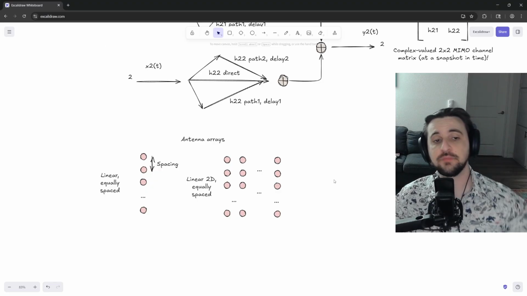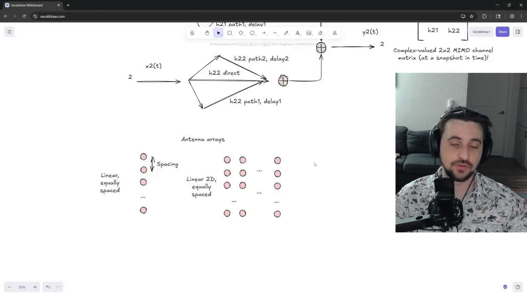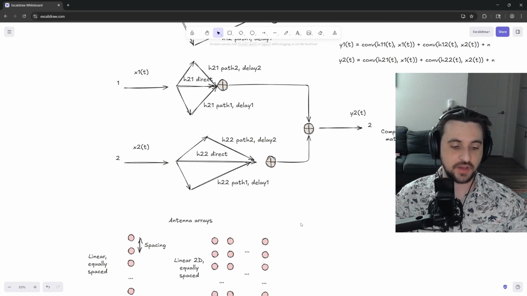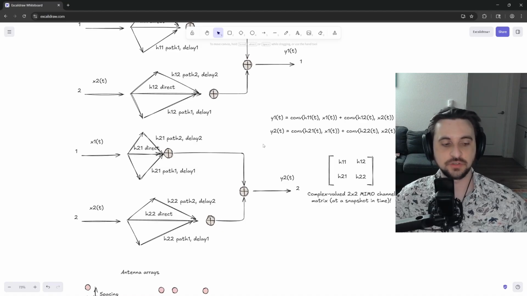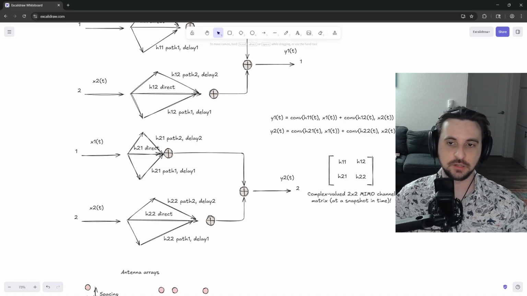Okay, so this is the basics of how, again, these are complex valued. There's a convolution here, which I kind of glossed over, but you sort of get the idea. We have a system model, right?